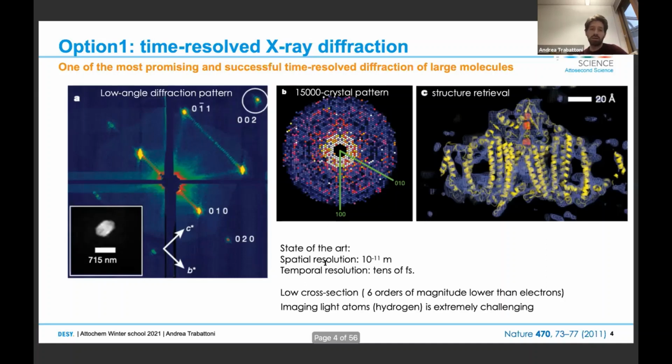With the state of the art of time-resolved X-ray diffraction, you can have even sub-Angstrom spatial resolution and a temporal resolution on the order of tens of femtoseconds. But the drawback is that the scattering cross-section for photons is rather low. It's several orders of magnitude lower than for electrons. And also for this reason, imaging light atoms in molecules, such as hydrogen, is extremely challenging.